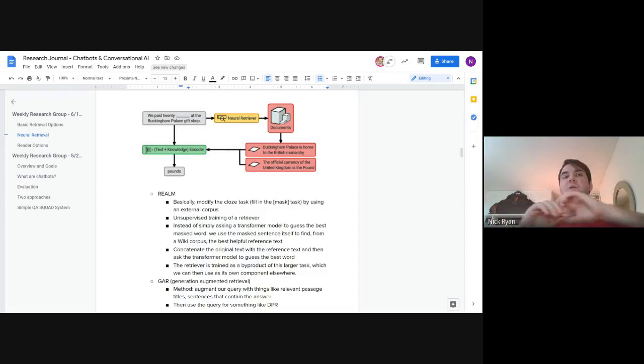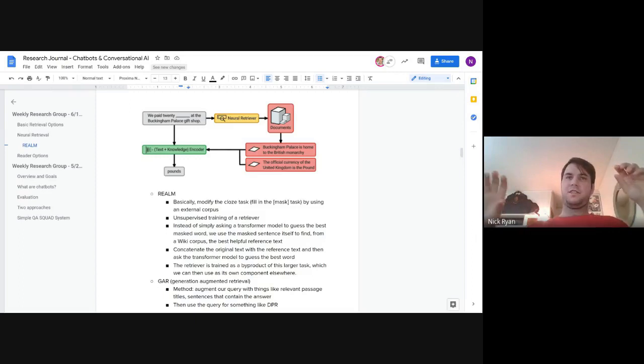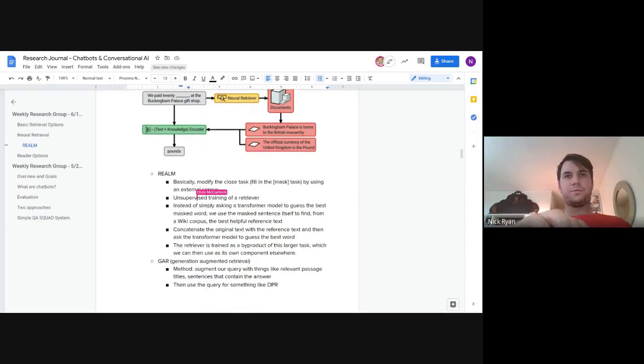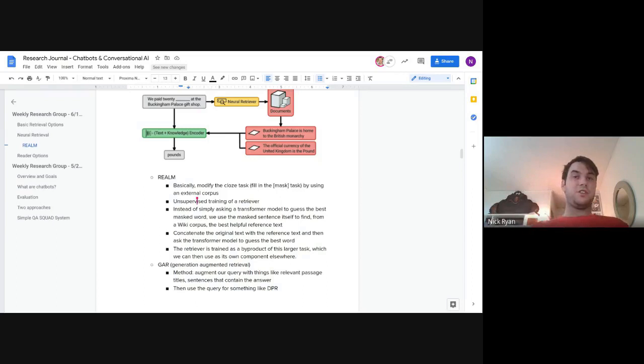So instead of the cloze task where we just have, we paid 20 blank at the Buckingham Palace gift shop, it appends to that this extra knowledge that's relevant to the topic, and then feeds that through the traditional BERT architecture. So it's this intermediate loop step where we augment each of our sentences with more knowledge. And this is nice because it's unsupervised. As we're feeding back, the neural retriever itself gets trained. So essentially the retriever is trained as a byproduct of this larger task.